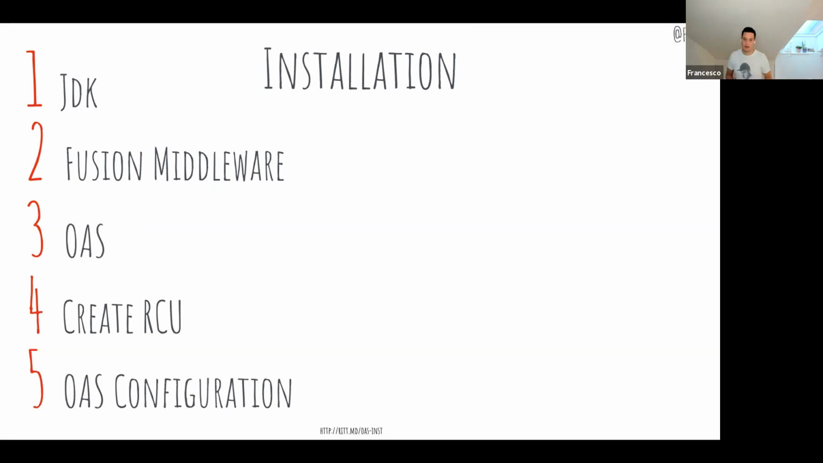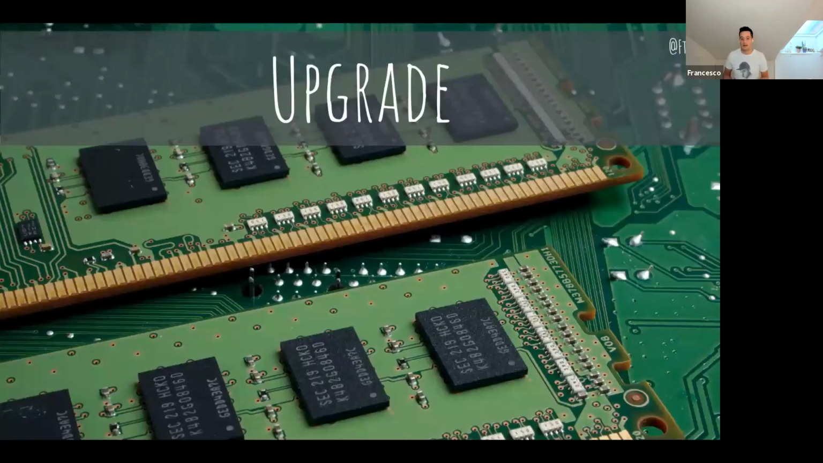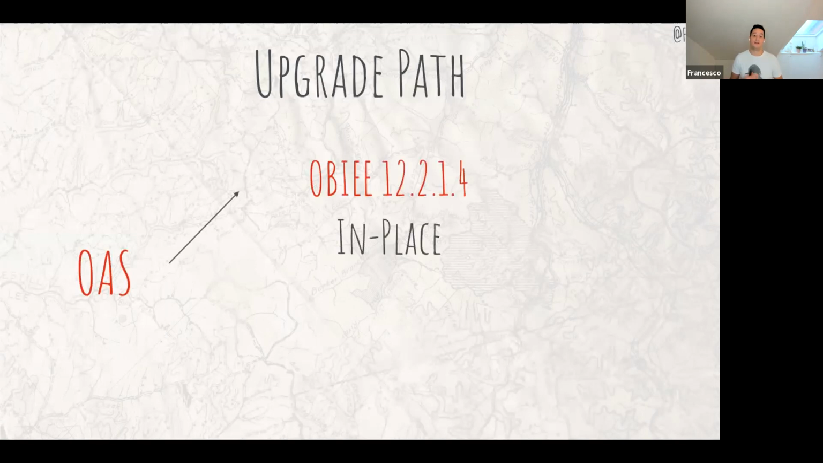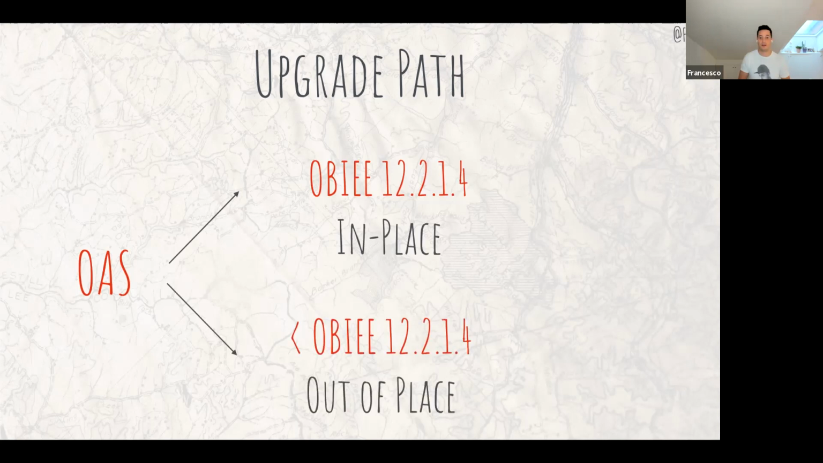If on the other side, you are on an upgrade, that's a different story. The upgrade path really depends on where you are at the moment, and that will drive the steps that you will need to do in order to go to OAS. So if your target is OAS, if you are on the latest OBIEE 12c, 12.2.1.4, then it's an in-place upgrade. So you can override the Oracle home as we saw earlier, and everything will go on working. If you are on an earlier version of OBIEE 12c or any 11g, then it's an out of place.